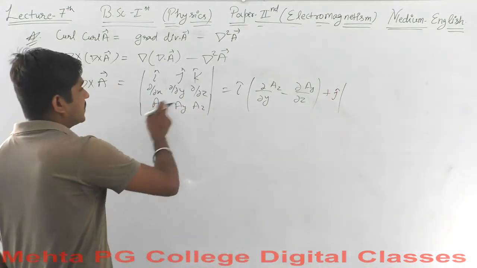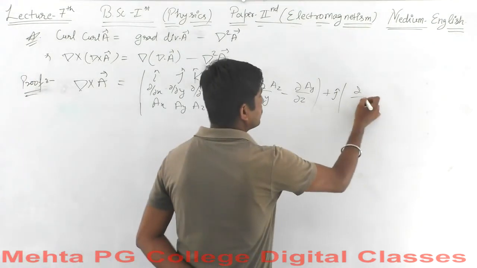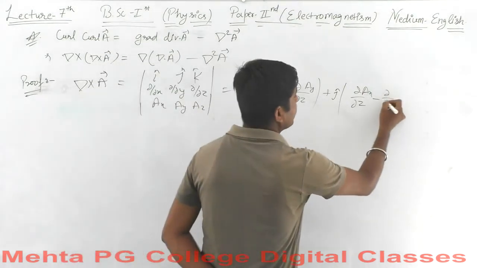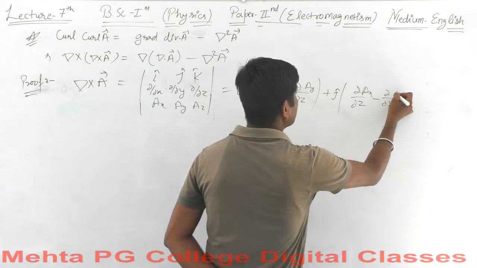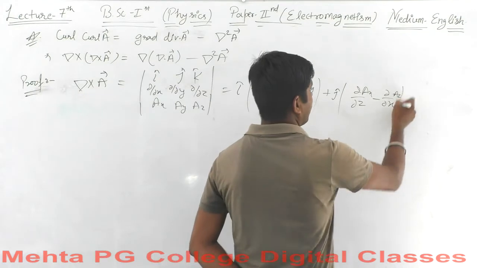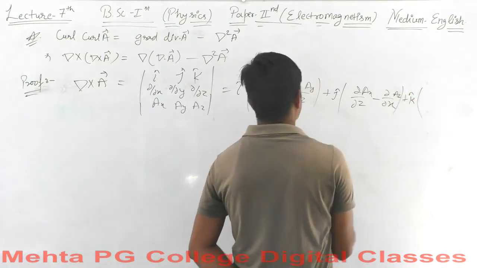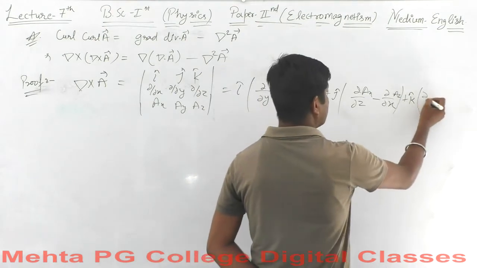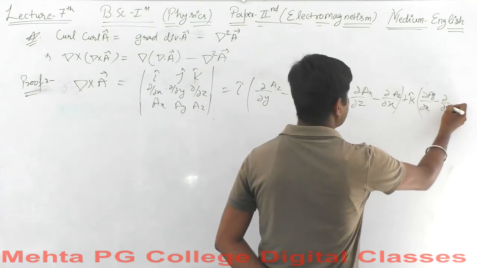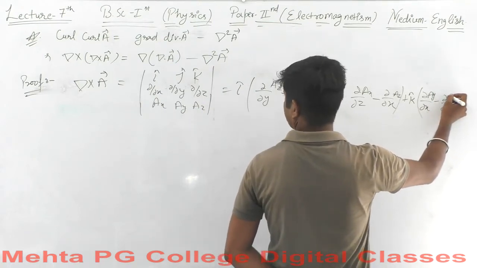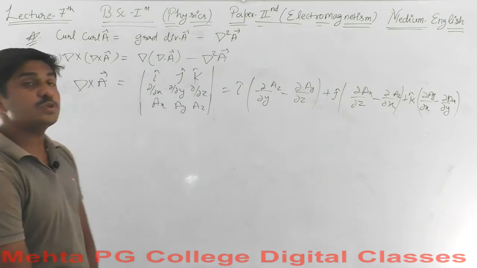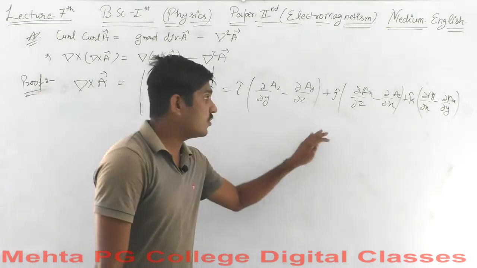plus j cap. We will follow this sequence, (∂/∂z for Ax minus ∂/∂x for Az) plus k cap (∂/∂x for Ay minus ∂/∂y for Ax). So this is it, and now we are supposed to calculate again the curl for this quantity.